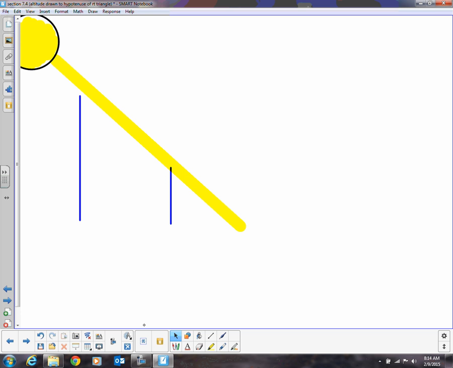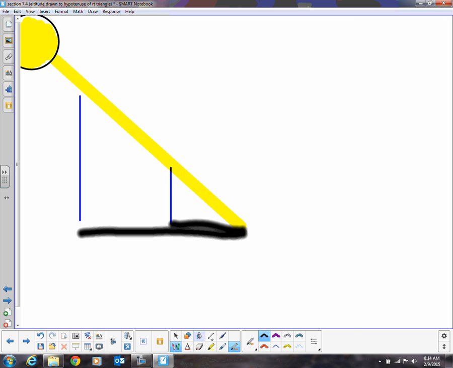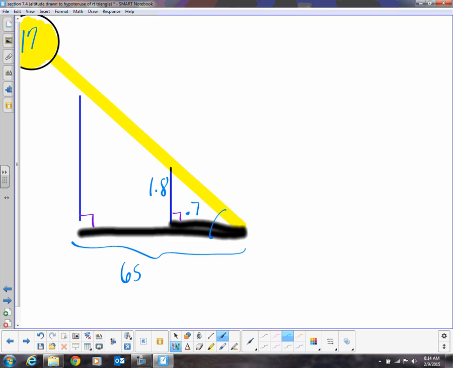Does it matter how far you're away from the thing? No. So this is the man's shadow. This is the monument shadow. You with me? These are right angles. They both share this angle. So by angle, there's similarity. This is 17. So the person is 1.8. The person's shadow is 0.7. The monument's shadow is 65.8. And we want to know how tall is the monument.